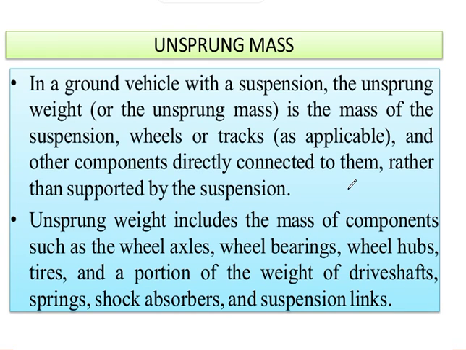Unsprung mass, that I have already told. In a ground vehicle with a suspension, the unsprung weight or unsprung mass is the mass of the suspension, wheels or tracks, and other components directly connected to them rather than supported by the suspension. Unsprung weight includes the mass of components such as the wheel axles, wheel bearings, wheel hubs, tires and a portion of the weight of drive shafts, springs, shock absorbers and suspension links.